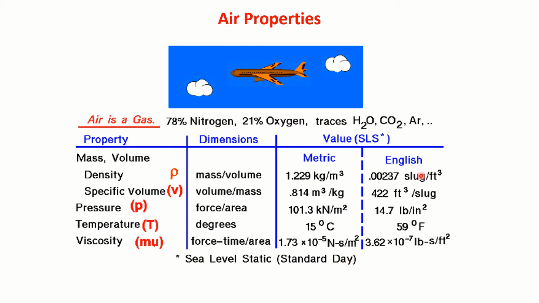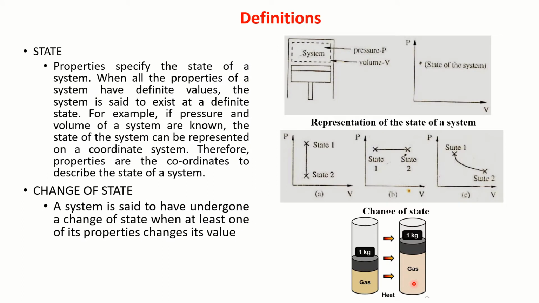I'm not mentioning the English or FPS system units because we hardly use them in our course. Most of the time we use SI units. Here I just mentioned the metric units. Let us define some of the thermodynamic properties. Let us say state. What do we mean by state?